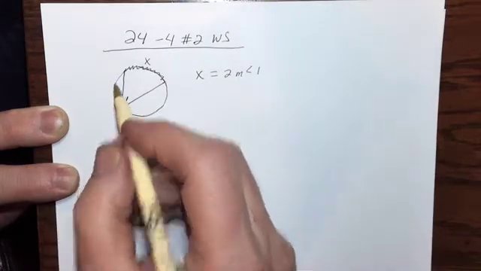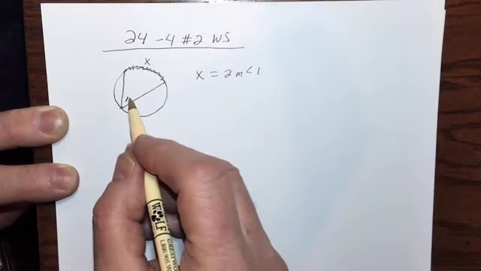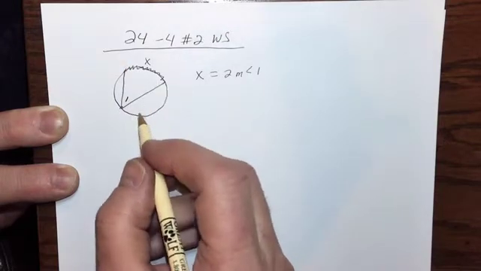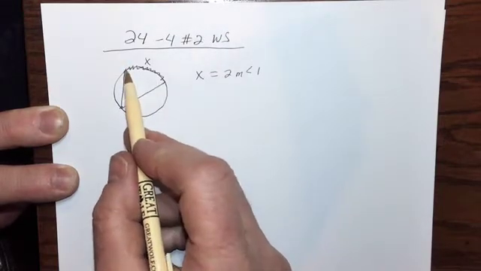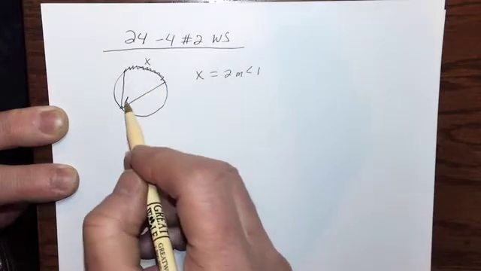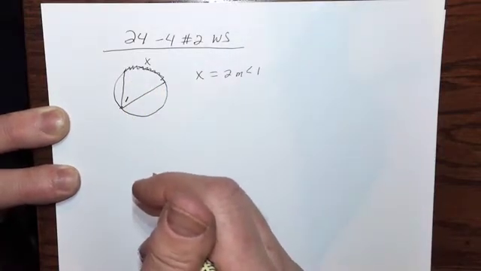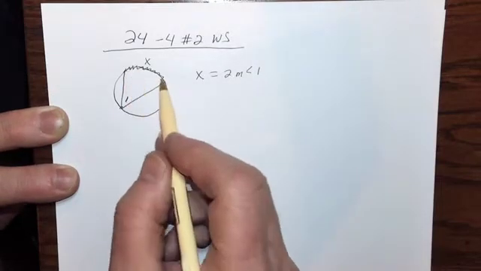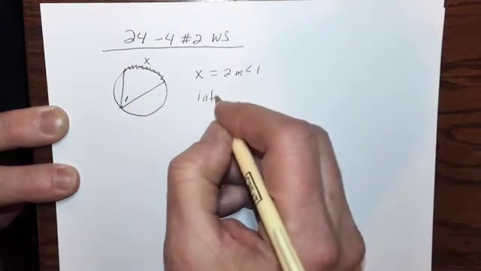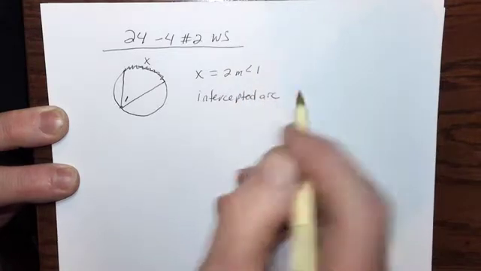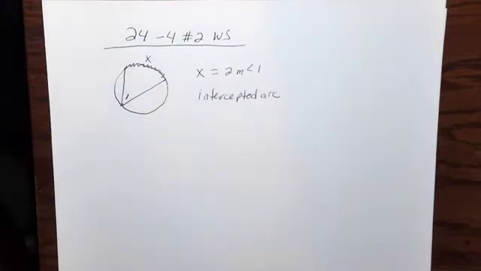So for instance, let's say that this was 60 degrees. This arc up here then would be 120 degrees. And vice versa. If this was 100 degrees, this angle would be 50. This arc is called the intercepted arc. And that's really all there is to doing those problems.